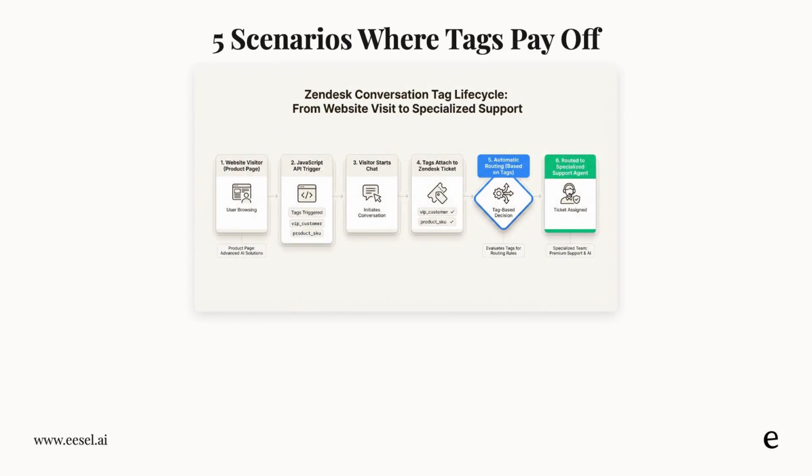Conversation tags unlock 5 high-impact routing scenarios: routing VIP customers to priority queues, flagging checkout abandonment for follow-up, pre-categorizing tickets by product area, identifying campaign-sourced conversations, and routing free versus paid plan users to different teams. Context from your site travels directly to the right support queue.